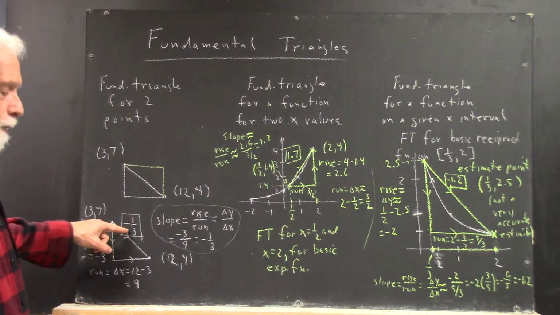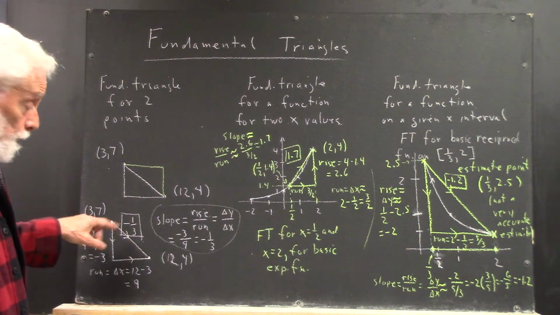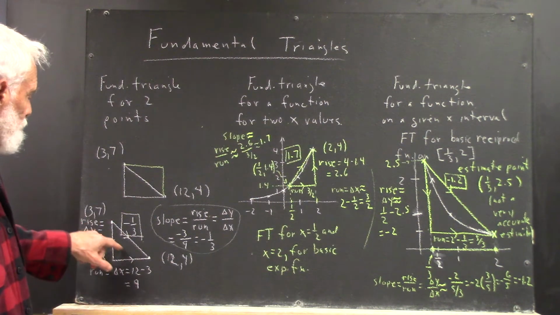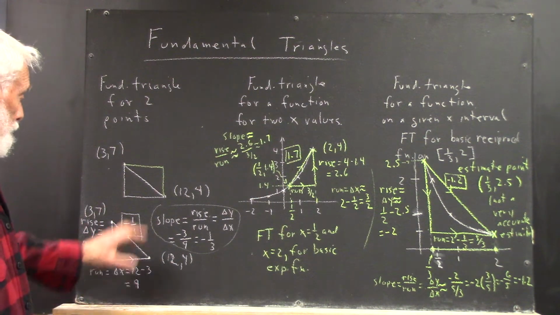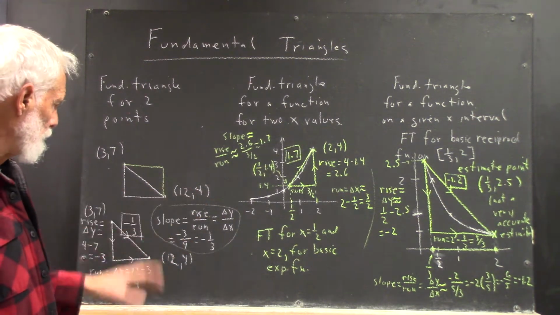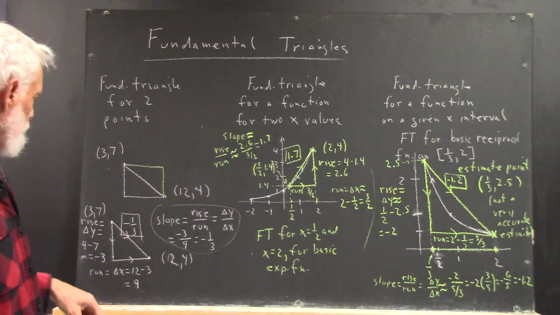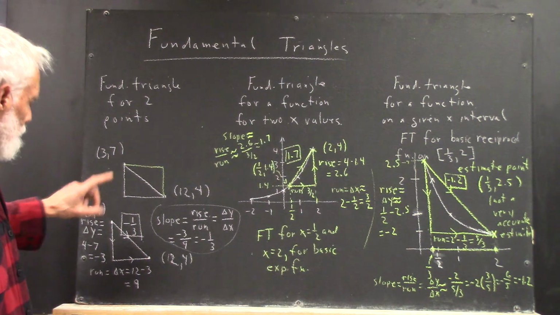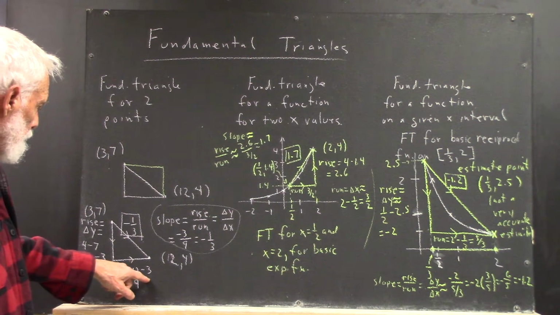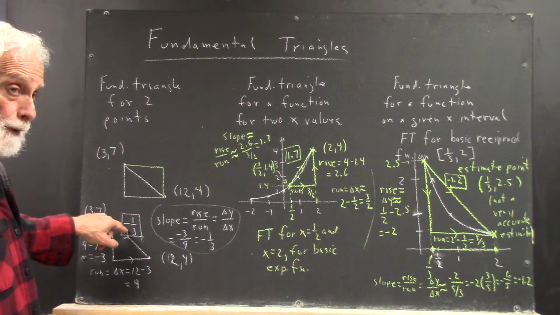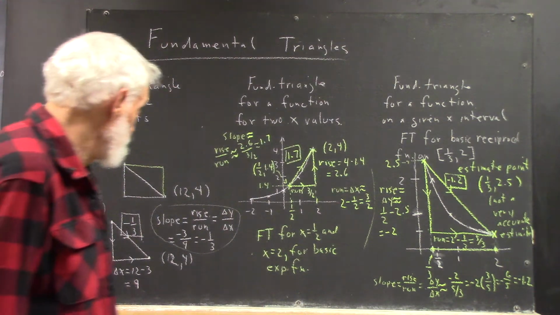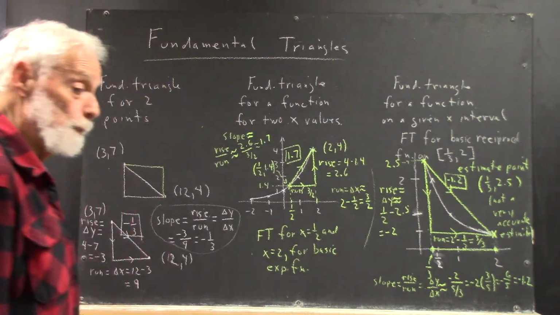We write that slope next to the hypotenuse in a box. All the writing is outside of the triangle. In any documentation of calculations, and you want to always document your calculations, is kind of away from the triangle, because we want to have the important things in the triangle: what the rise is, what the run is, and what the slope is. Those are the 3 things that have to be labeled on the triangle. Okay, well, that's a fundamental triangle for 2 points.